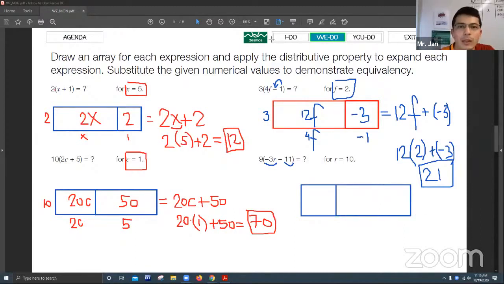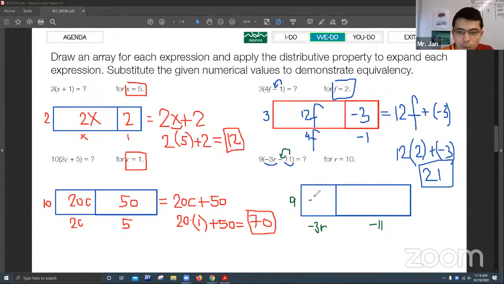Green would suffice. Because you're multiplying everything by 9, the height of that rectangle would be 9 for all of these rectangles. The first term is -3r. And the second thing is, you need to pay attention to what sign is in front of it. So it's -11. So now tell me, what is the area for the little rectangle?